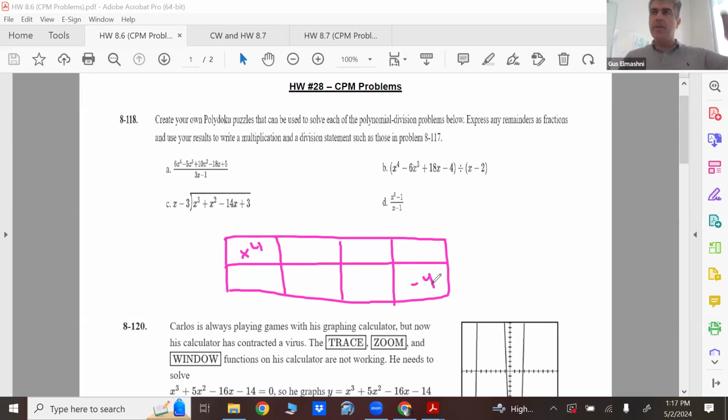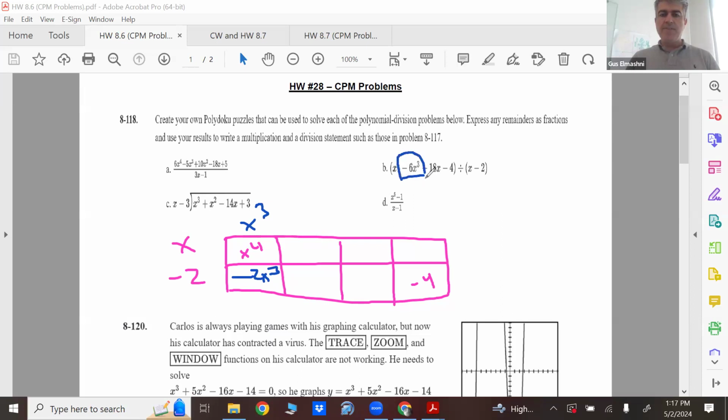Put the leading term in the upper left. The constant, and it's a constant, not the last term, goes in the lower right. And I'll put x and -2. Okay, let's get it done. What do you multiply x with x^4? That's -2x^3.